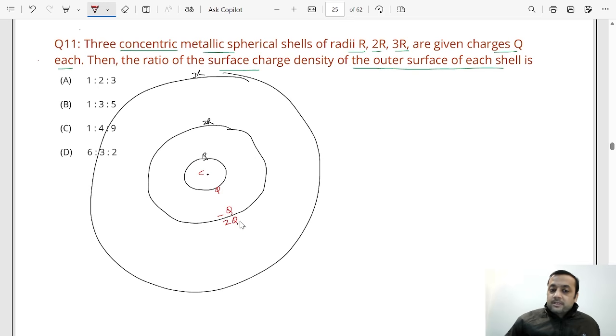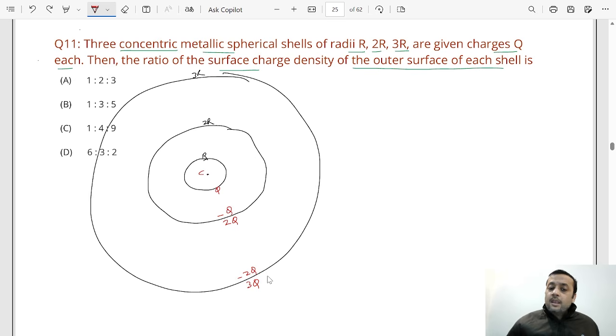That means 2q should come on the outer surface. Why? Because the total of this should be the charge given to this shell, which was q. Now again, since here you have got 2q, here should be minus 2q. Again same thing, Gauss's law: facing surfaces should have equal and opposite charges. Again the total charge given to the third shell was q. That means this will be 3q. Why? Because the total charge on the third shell should be what you had given, which is q.